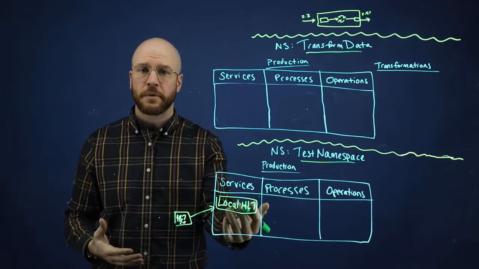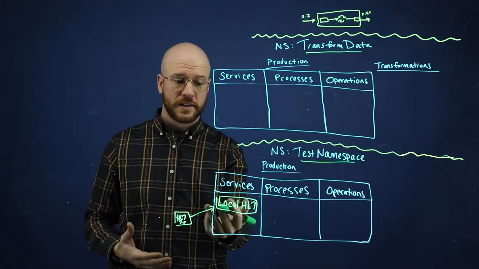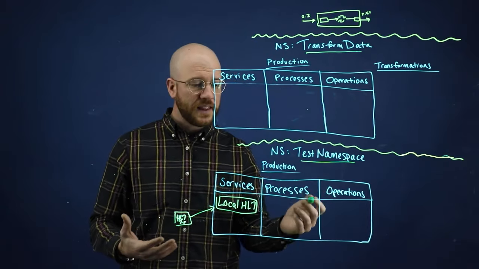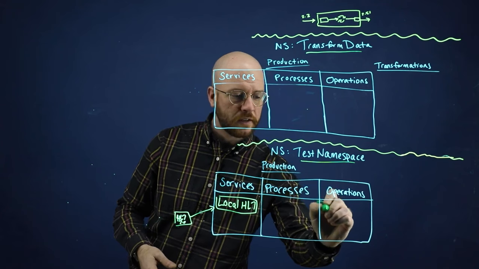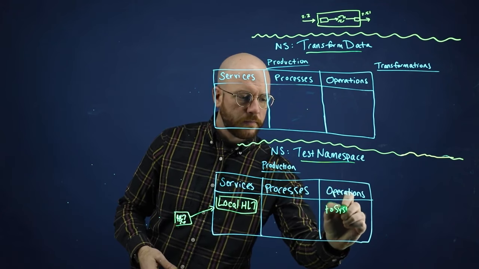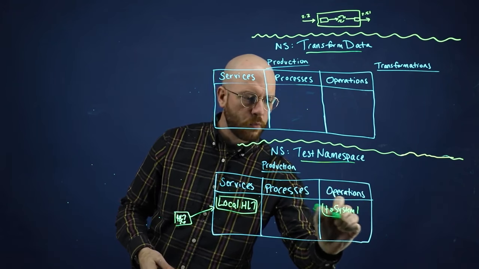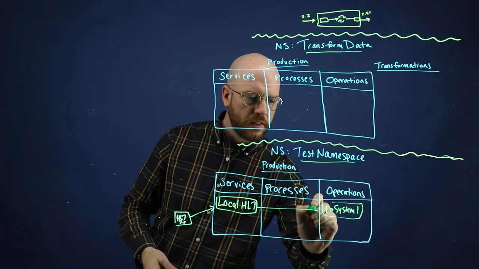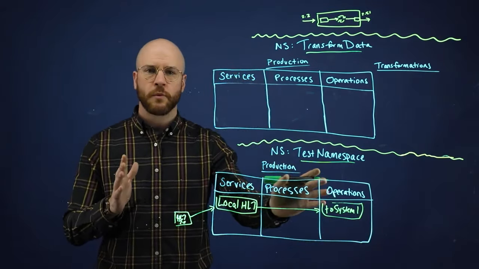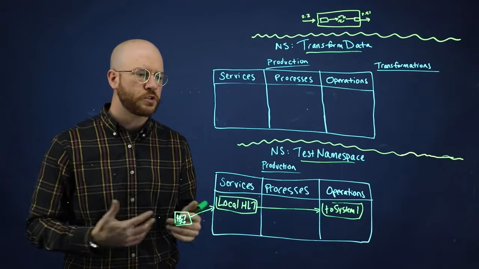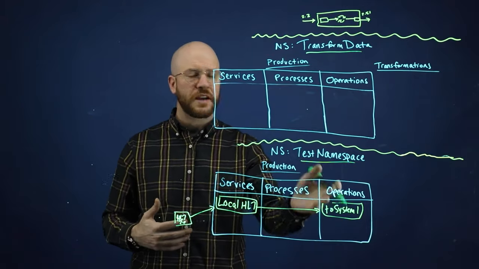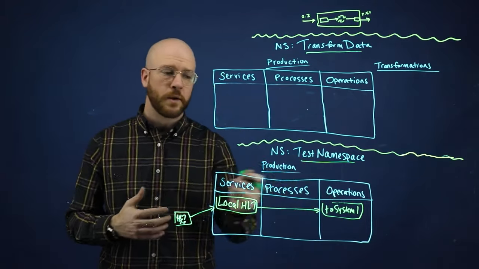So it's going to pick up an HL7 message, consume it into this local HL7 service, and then we're going to have a business operation that can be called toSystem1. And what this routing will do is it'll go straight there. We won't even need a business process for the testing portion of this, but we'll go right to HL7 to System 1.